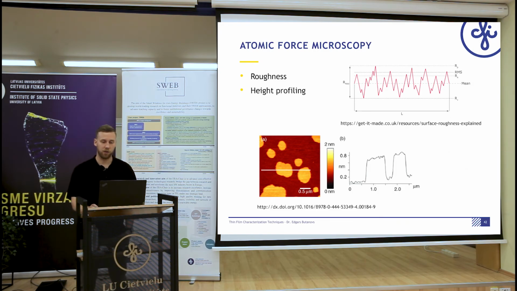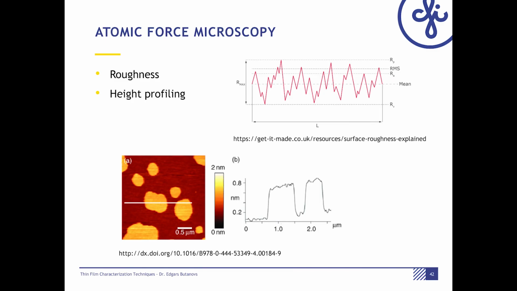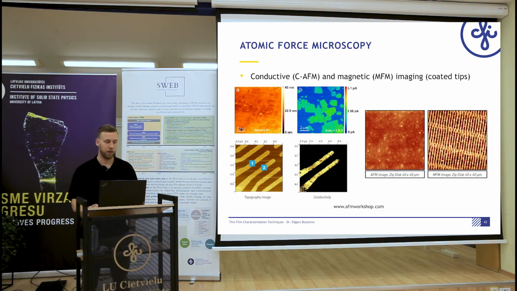And roughness is one of the main properties typically measured for thin films, to see whether it's a very smooth, conformal epitaxial growth, or it's typically a polycrystalline film, or maybe you have some protruding grains. It can also be used for height profiling of some surface features, or if you grow, for instance, some 2D materials, it can be used to measure the thickness of that.